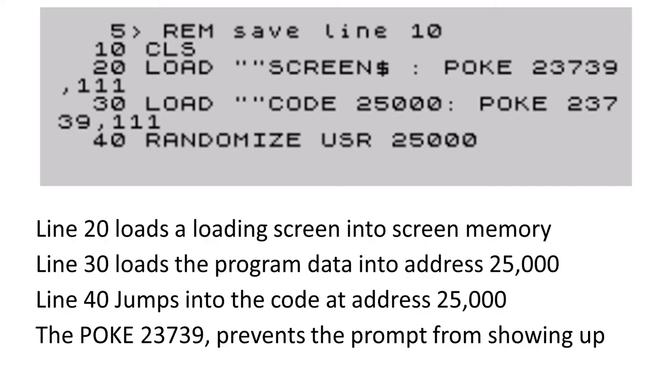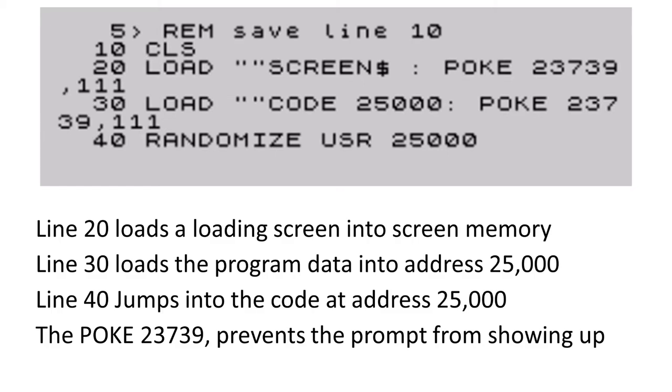This command, load screen, says load the first thing you find on the tape into the screen memory. And I can't remember what the poke does. I think that suppresses the command prompt. What this does is it loads the loading screen, and then it goes to the next thing, and it says load the next thing you find. The empty quotation means don't worry about the name. Just load the first thing you find into that memory address, 25,000 decimal. And then jump to 25,000 decimal and run whatever code you find there. So that's your loader. That's the stub that's going to bring in your program.